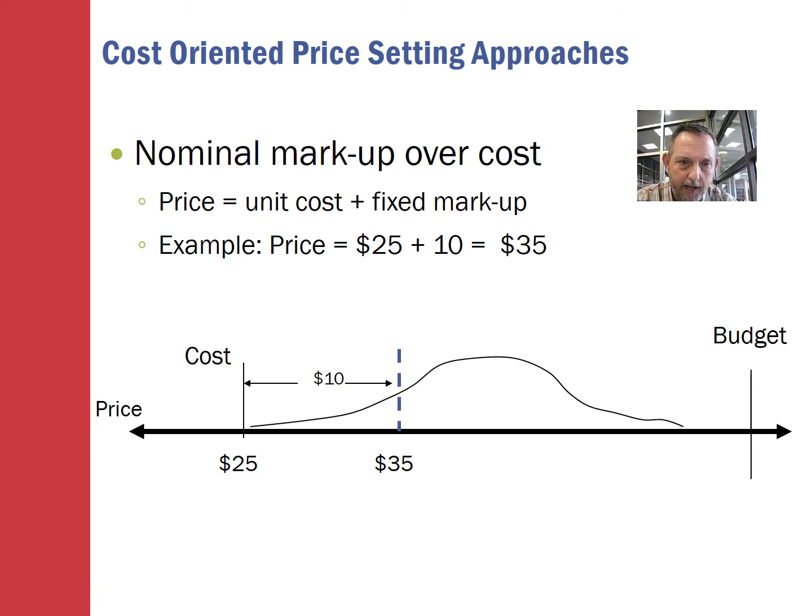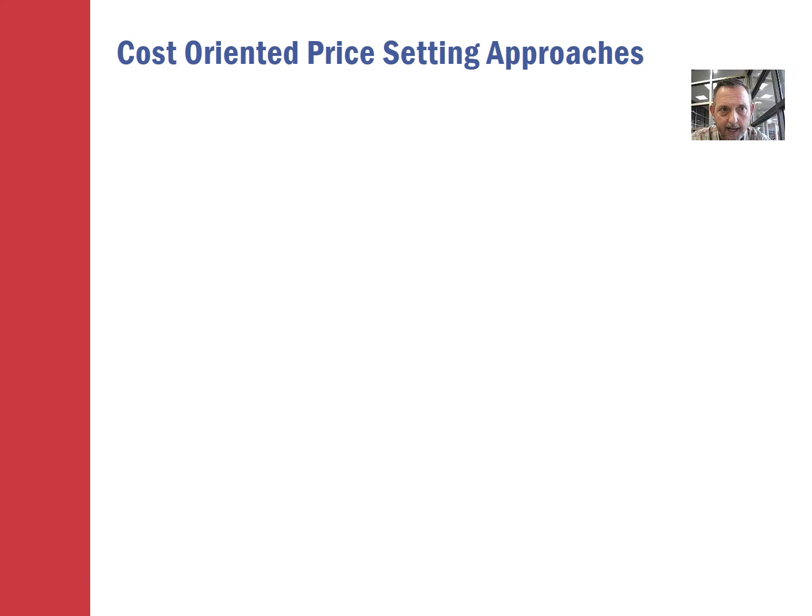So let's say we have a unit cost of $25. I'm not sure what this product is, but it has a cost of $25. And then we're going to mark it up a certain amount of money, in this case $10, and that will set our price. Now, I've drawn on here a demand curve on the chart, but it really doesn't need to be there, right? Because this price was determined not based on demand at all, but rather based on this particular desired $10 profit margin that we wanted to have.